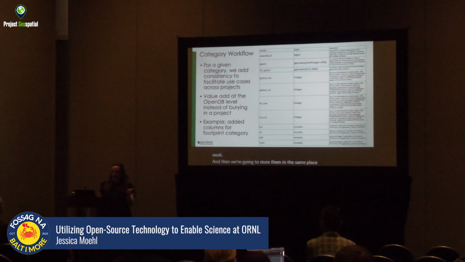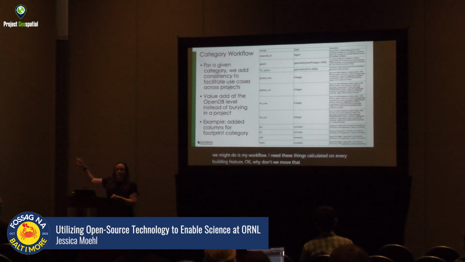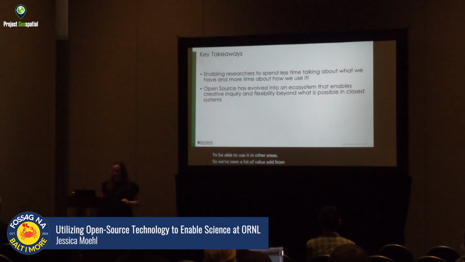Another thing we might do: in my workflow, I need these things calculated on every building feature. Okay, why don't we move that calculation into the ETL step? Now everybody else can use those columns too. And we've got the setup to tell other people what those columns are. So we've seen a lot of really good promise from abstracting the thing that you think is unique to your problem to be able to use it in other areas. So we've seen a lot of value add from consolidating that.